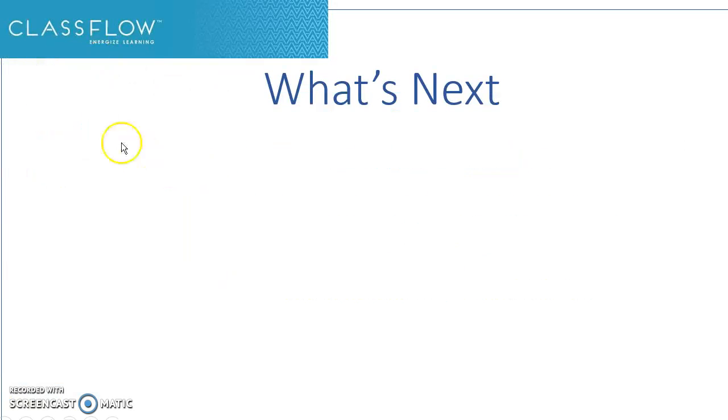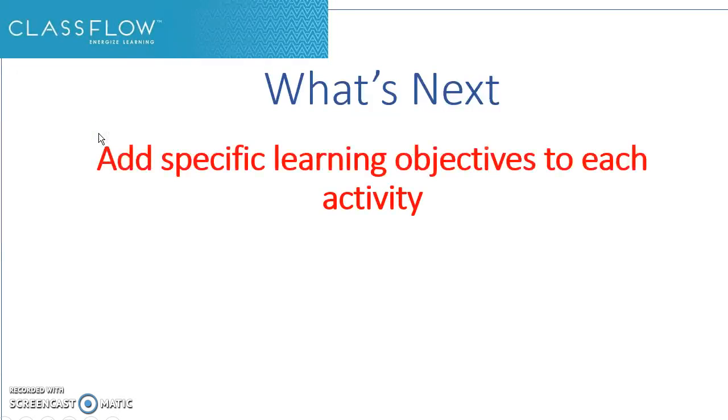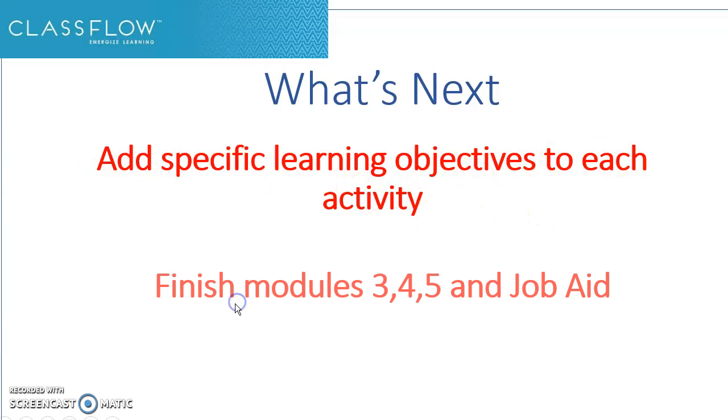So, a couple things I have on the docket. I need to first add some specific learning objectives to each activity. This comes from feedback I was given. I have a great peer who suggested I be a little more specific in the objectives within the modules. And then lastly, I'm going to finish modules 3, 4, and 5, as well as complete the job aid. So that's where I am right now and what I need to do next. More specifically, I'll be focusing on module 3 and updating the rubrics, activities, and goals and objectives for that module.